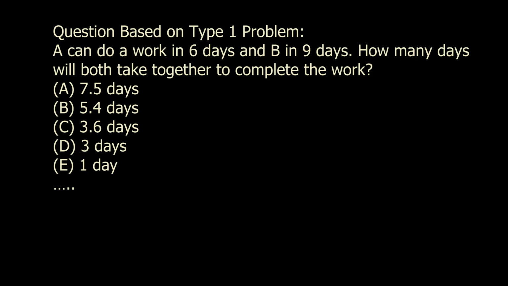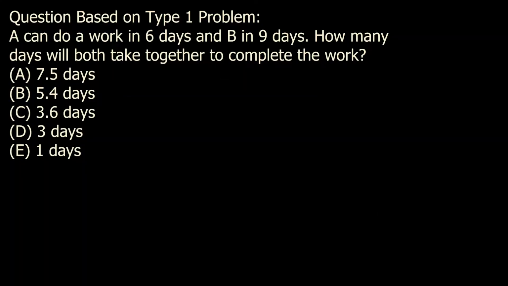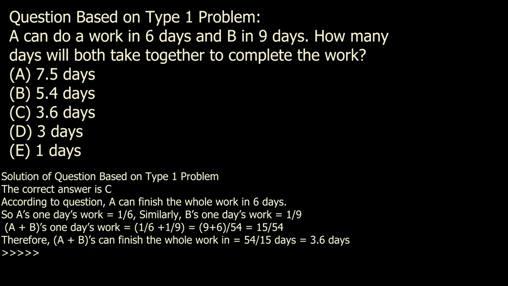So this is a very simple question, like we can easily solve 1 upon 6 plus 1 upon 9. So let's see the solution. According to the question, A can finish the whole work in 6 days. So A's 1 day work is what? 1 upon 6. Similarly, B's 1 day work is what?